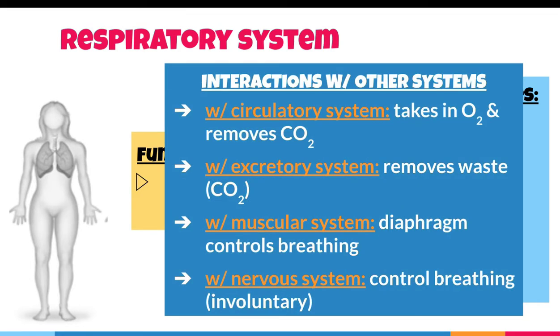The respiratory and circulatory system work together to take in oxygen and to remove carbon dioxide. So we expel or get rid of carbon dioxide as a waste. Which brings us to the excretory system, whose job is to remove the waste. In this case, we know carbon dioxide is waste. It also works with the muscular system. So I mentioned earlier that the smooth muscle diaphragm controls our breathing, so it moves up and down as we breathe.